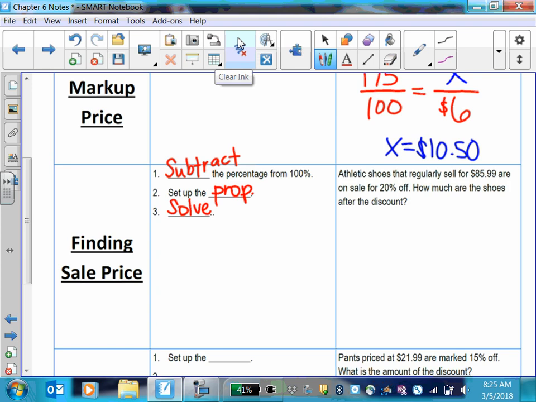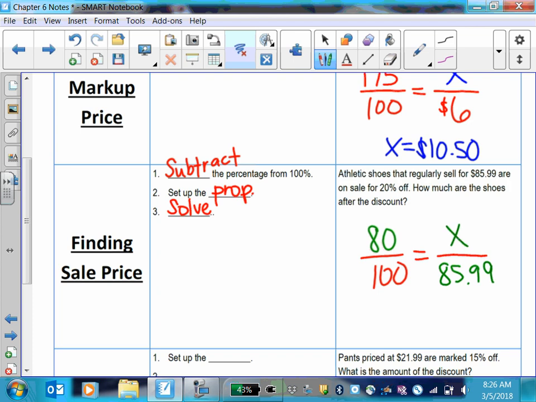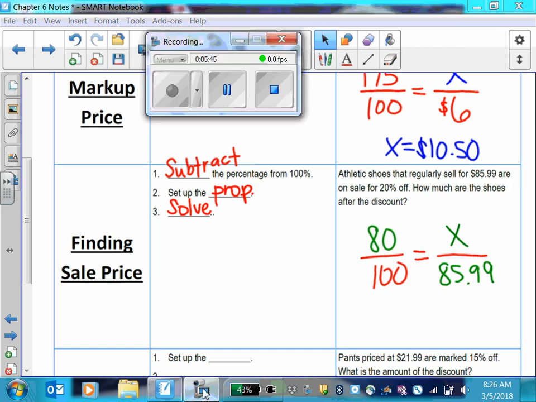So athletic shoes that regularly sell for $85.99 are on sale for 20% off. How much are the shoes after the discount? So still have your 100 on the bottom. All right, Lily, what's going to go on top of the 100? You're just going to put your 80 because you're only paying 80% of that product because they're taking 20% off. And then on the bottom goes your $85.99, and you're trying to find the new price. Should X be more or less than $85.99? Less because you're getting a discount. All right, solve that.